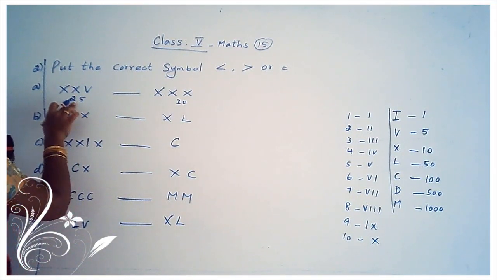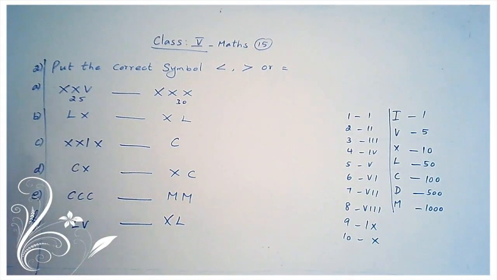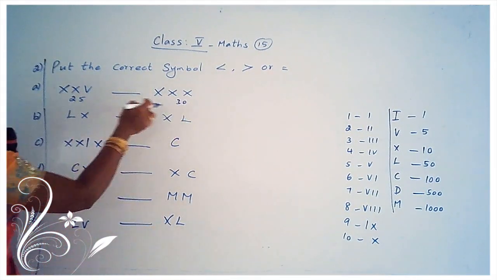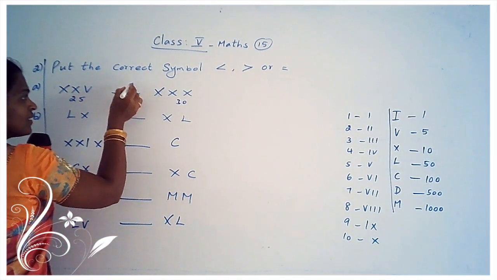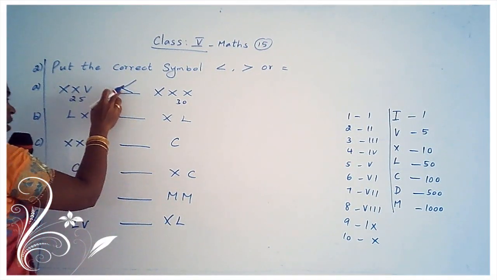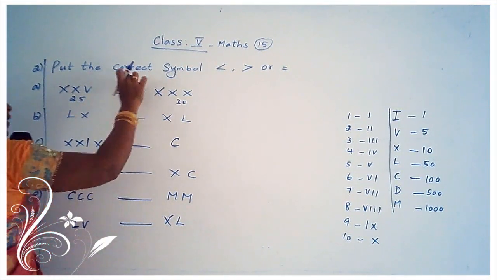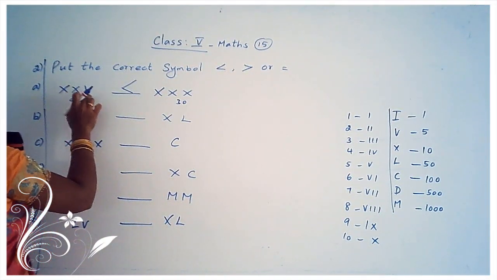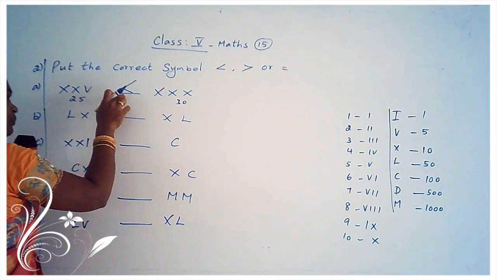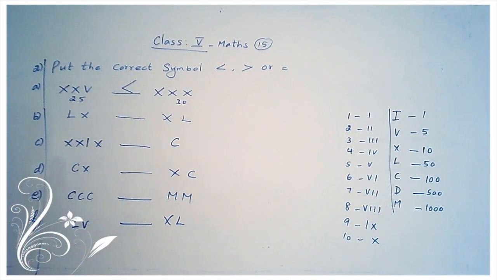One side is 25 and another side is 30. Now you compare which one is greater? Surely 30 is the greater number. Yes, children, this number only greater. So you put the sign like this. Yes, this is a smaller number. So smaller number have small mouth. This is the bigger number. So bigger number have big mouth. So XXV is smaller than or less than XXX. Okay, are you clear? Yes.